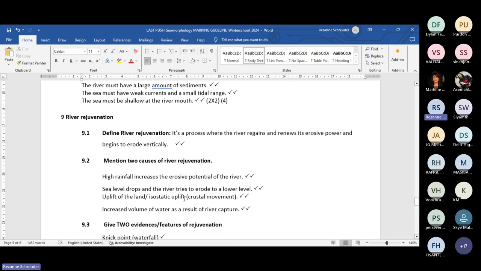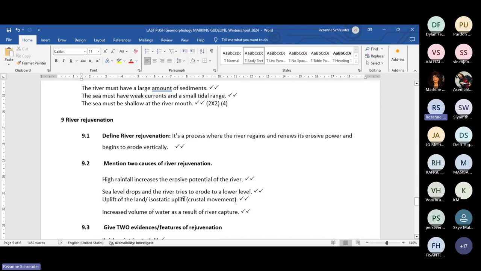Right. Give 2 evidences or features of rejuvenation. Let's see if we can interact on the WhatsApp group. I would like 2 evidences or then 2 features that we have of rejuvenation. So question 9.3, what can we find in a river that has been rejuvenated?